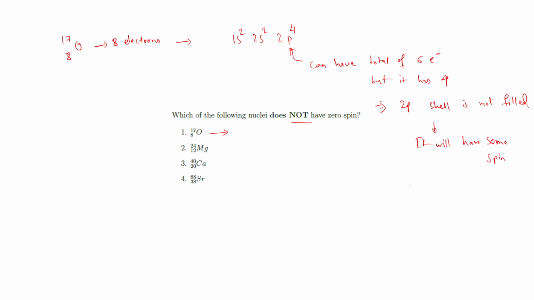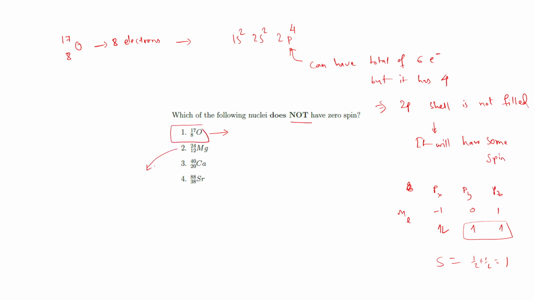If you see, there will be three p orbitals, Px, Py, and Pz, or ml equal to -1, 0, 1, and they have four electrons: 1, 2, 3, 4. So there are two unpaired electrons, and you can think of it as 1/2 plus 1/2 equal to 1. So s equal to 1/2. So this does not have a zero spin.